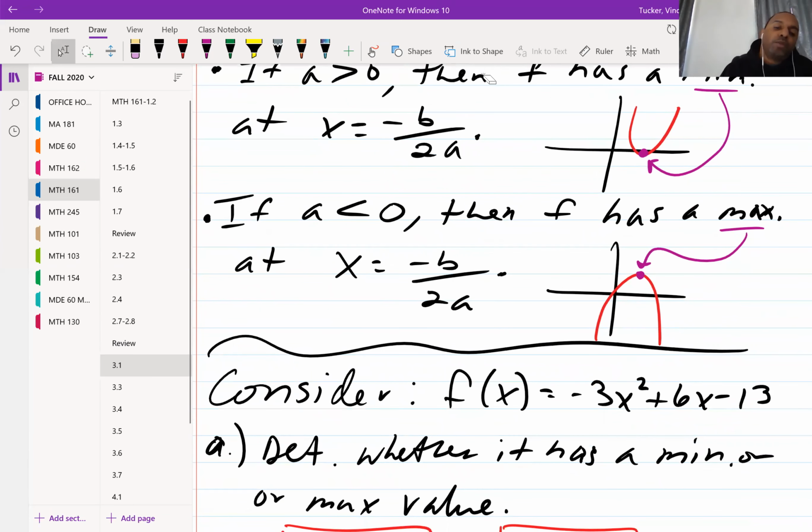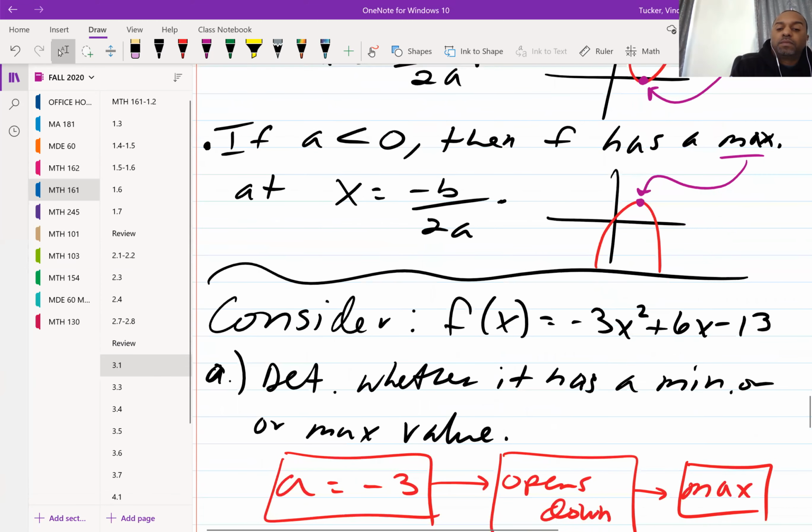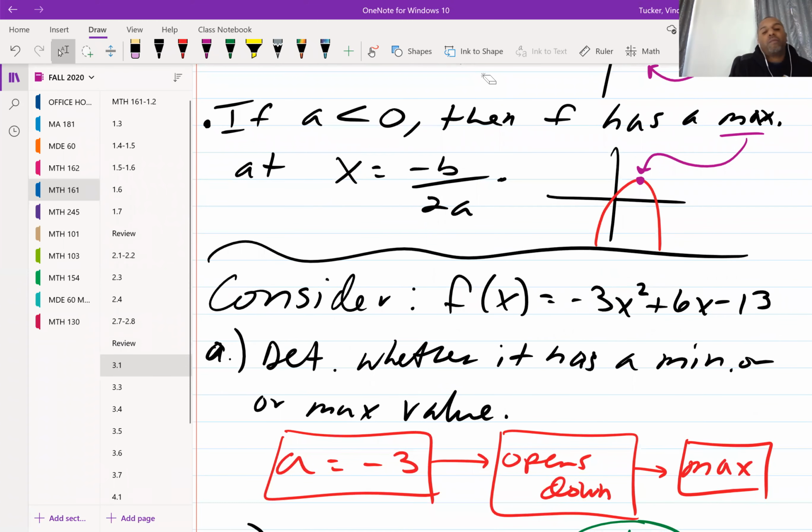So using that information, consider f of x is equal to negative 3x squared plus 6x minus 13. Determine whether it has a minimum or maximum. First thing we recognize is that a is equal to -3. Remember, a is what's sitting in front of x squared. So a is equal to -3, so it opens downward, and that means you're going to have a maximum.